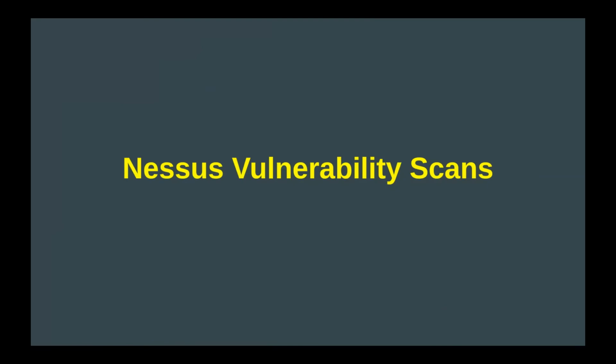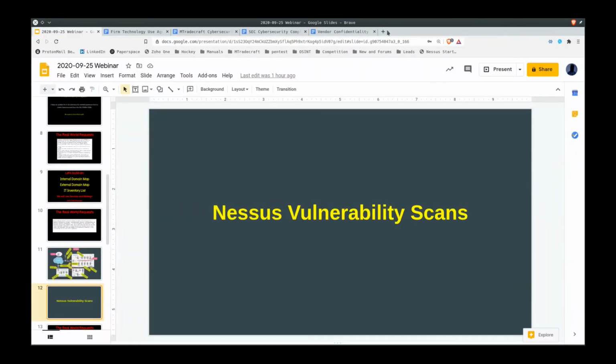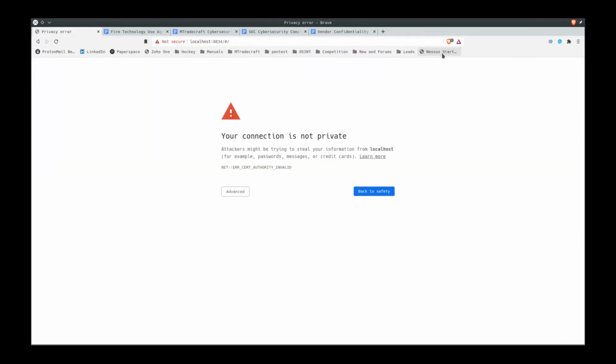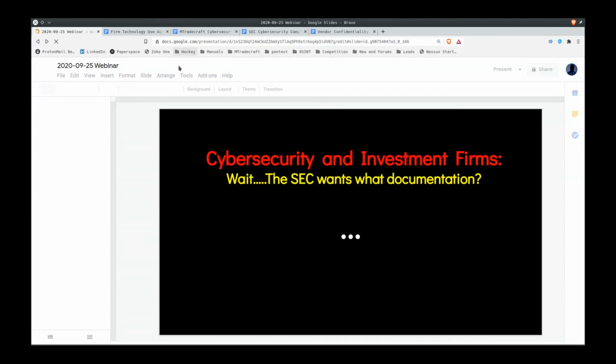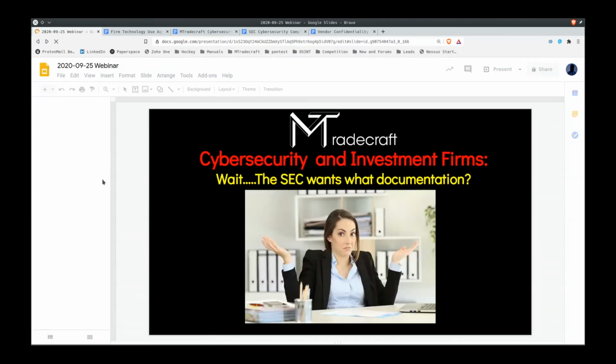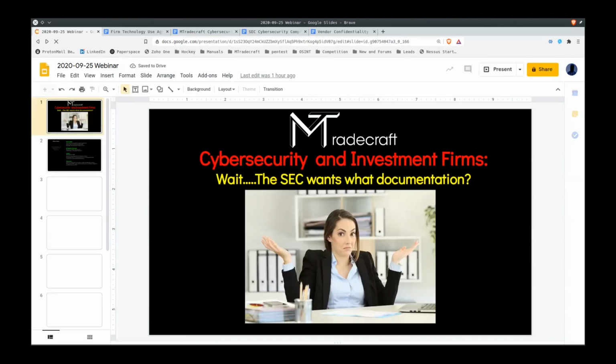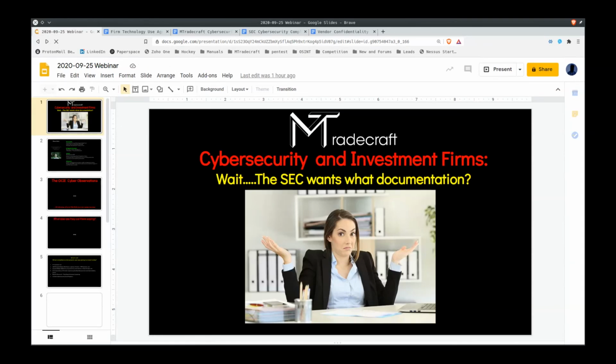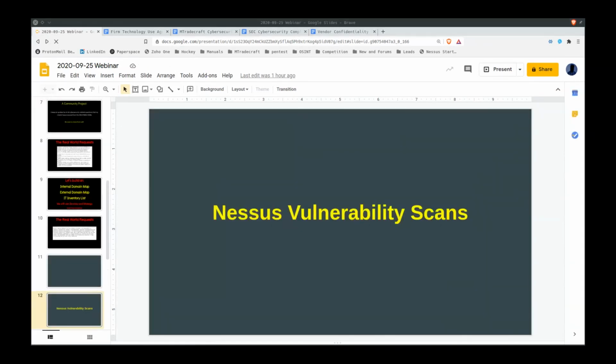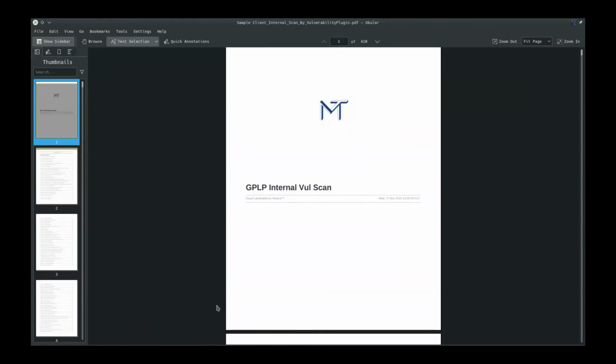So the product I like is called Nessus, and Nessus does a wide range of vulnerability scans. Let me see if I can actually pull up a live version of Nessus here. But anyway, let me show you what the reports look like ultimately. So this is a Nessus report that comes out.